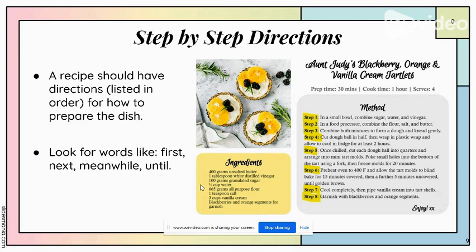It also includes step-by-step directions. A recipe should have directions listed in order about how to finish the dish. And you want to look for words like first, next, meanwhile, until. It's also really important to read all the directions all the way through to the end before you actually begin your recipe, because you don't know if you're missing equipment. You don't know if maybe you need to go to the store and grab something, but you need to read all of the directions through. Sometimes they list them in steps. Sometimes they're numbered. Sometimes it's just a big paragraph that you have to figure out how to chunk into steps.